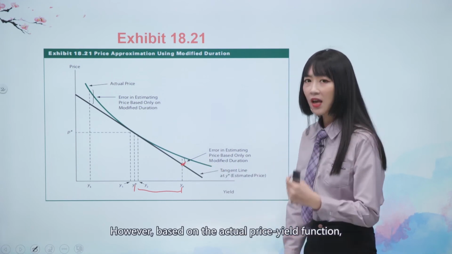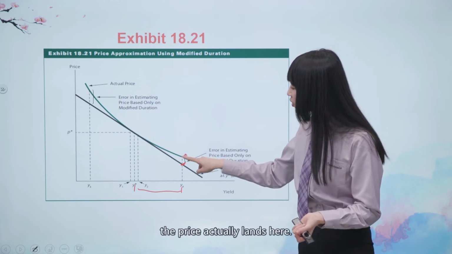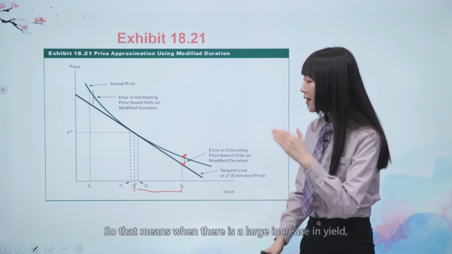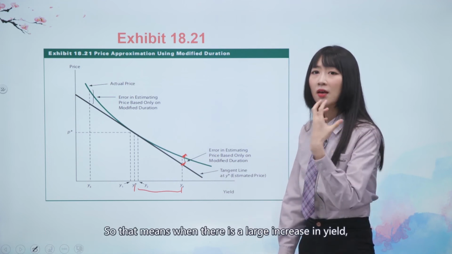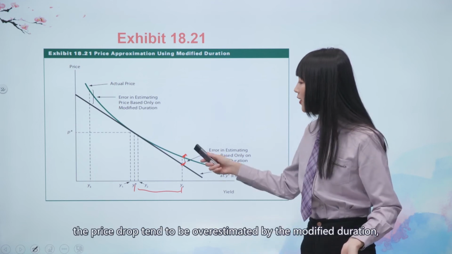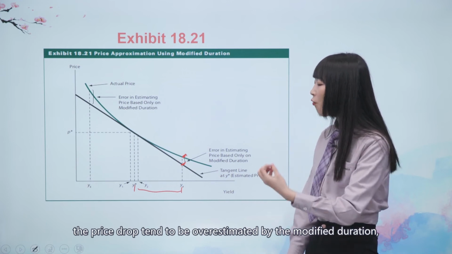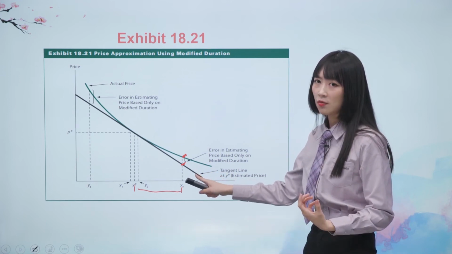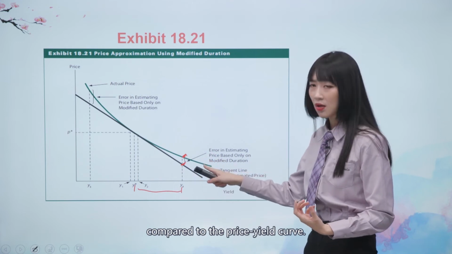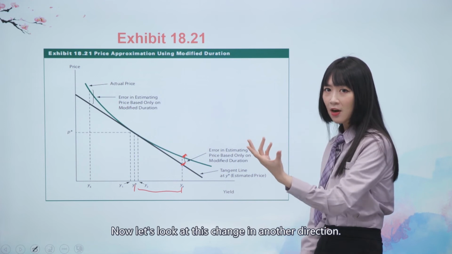However, based on the actual price yield function, the price actually lands here. So that means when there is a large increase in yield, the price drop tends to be overestimated by the modified duration compared to the price yield curve. Now, let's look at this change in another direction.